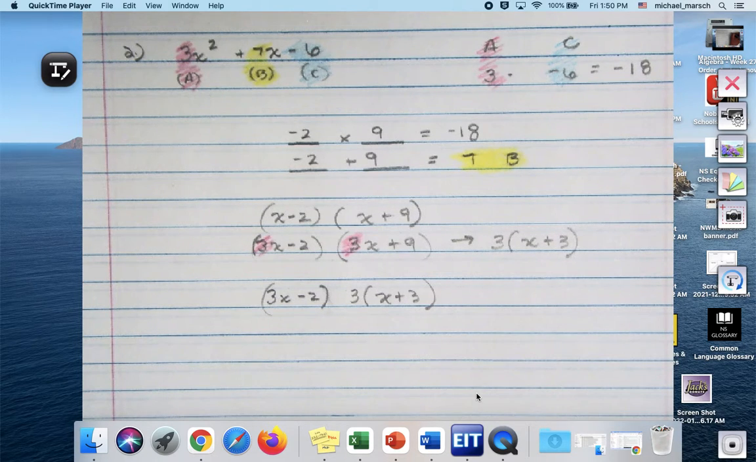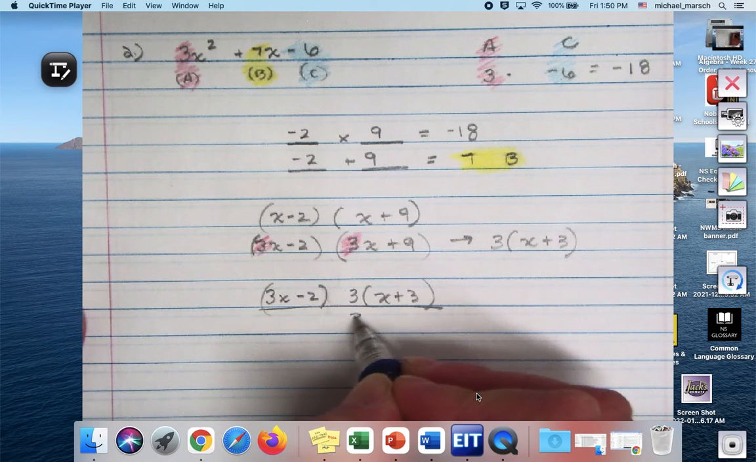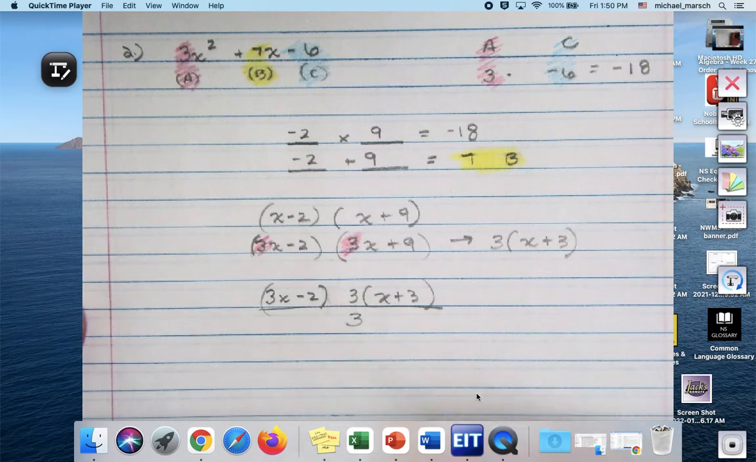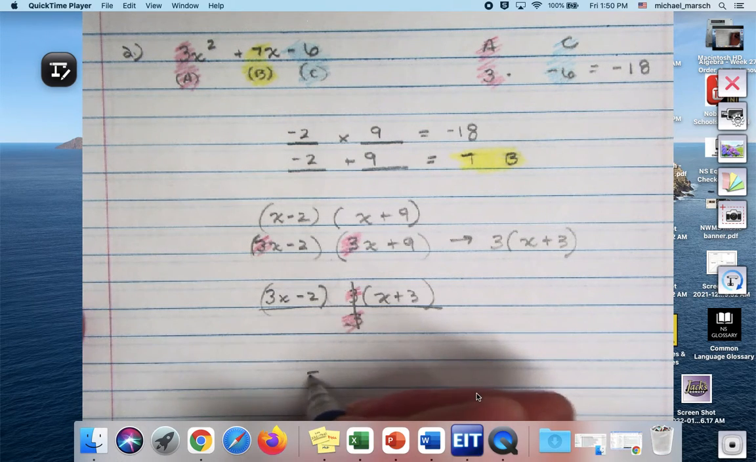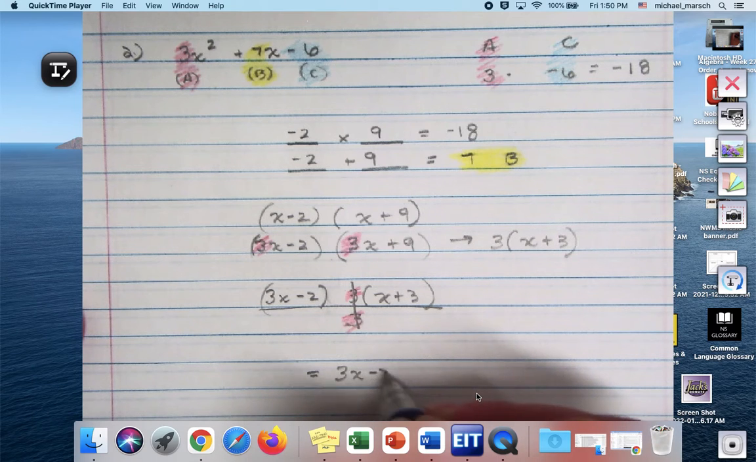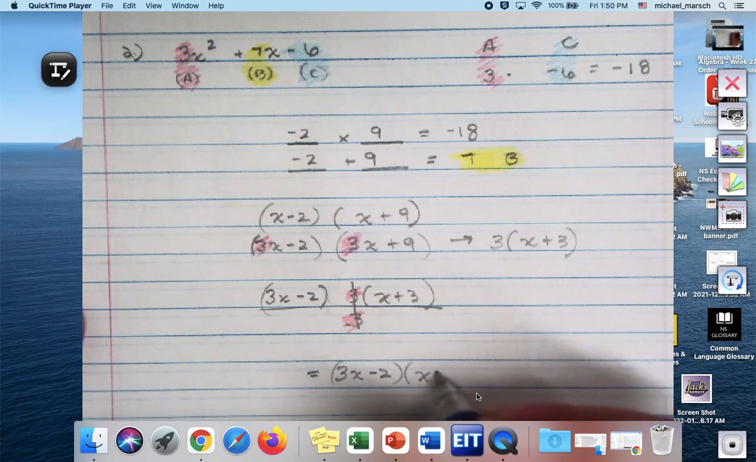Last step. Vince? Divide by the A. These are the 3's. 3 divided by 3 is 1, so they cancel out. So your final answer is 3x minus 2 times x plus 3.